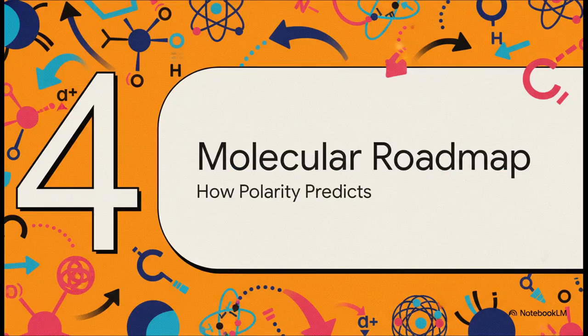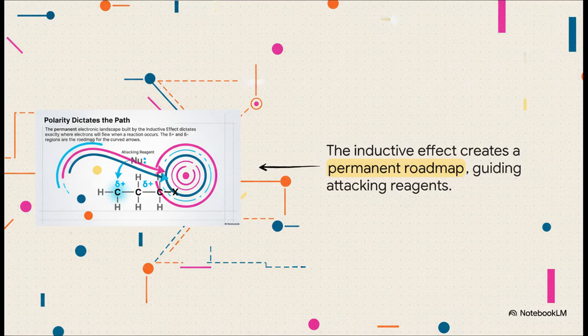Okay, so we've learned the language of arrows, and we've learned about the force behind the inductive effect. Now it's time for the big payoff. Let's put it all together and see how this lets us read a molecule and actually predict what it's going to do. And this slide says it all, really. That permanent landscape of delta plus and delta minus spots created by the inductive effect, it's literally a roadmap for reactions. It screams to other molecules, hey, over here is an electron-poor spot, and over here is an electron-rich spot.